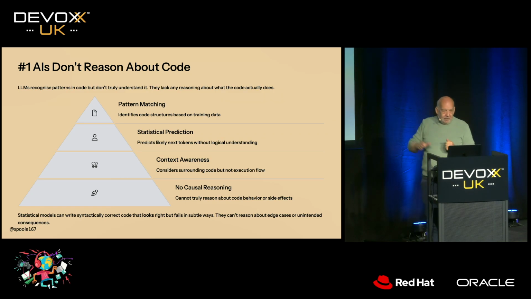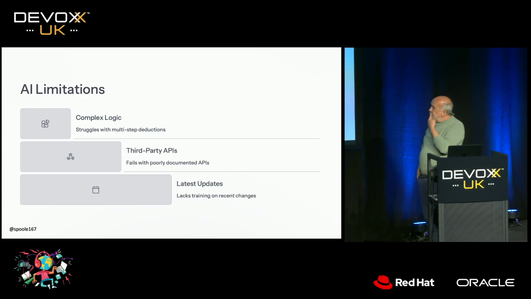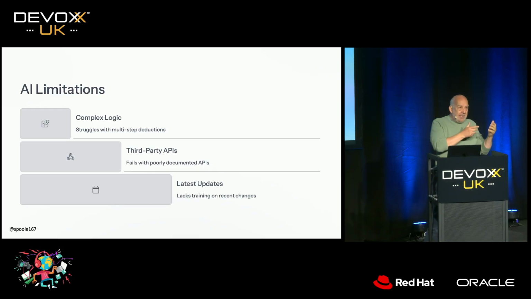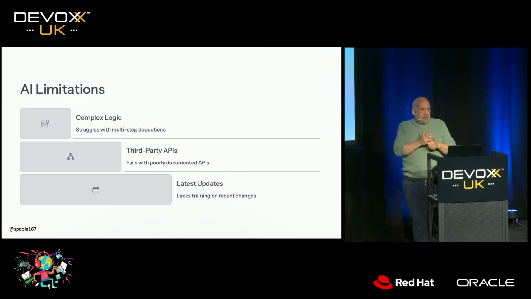No reasoning. So where it starts to fall down immediately is if you ask it to do something complicated. Complicated logic it's not good at. Even writing test cases can be complicated. If you need to use somebody else's API, you have almost no hope of getting it right, unless you can provide the documentation that it needs to do that. So if you give it lots of documentation about the API, it will work.